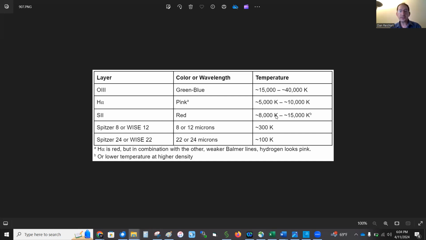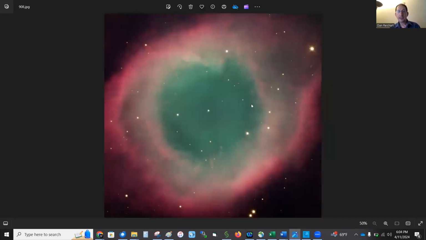So let's just start with the oxygen and the hydrogen, since that's all I got in this particular image. Again, oxygen 15 to 40,000, hydrogen 5 to 10. And so here we go. We see it's hotter in the middle, cooler in the outskirts, and that makes sense. The source of heat is that white dwarf, high energy light coming off of it, so it heats the inner region more.